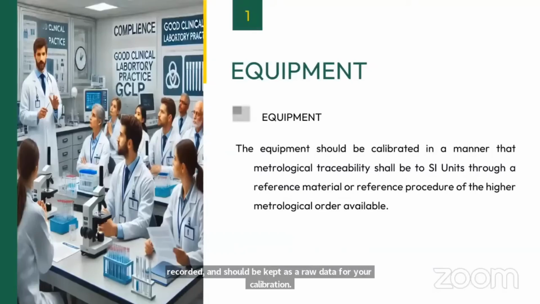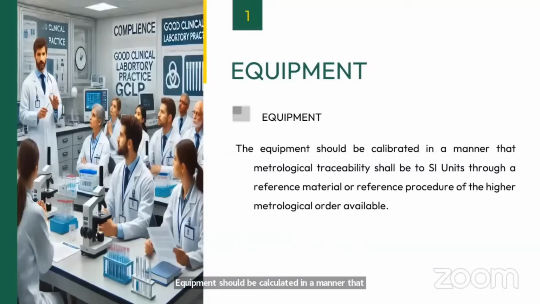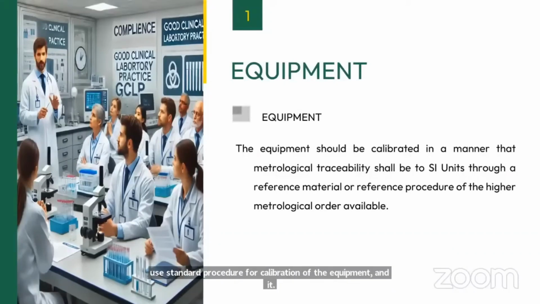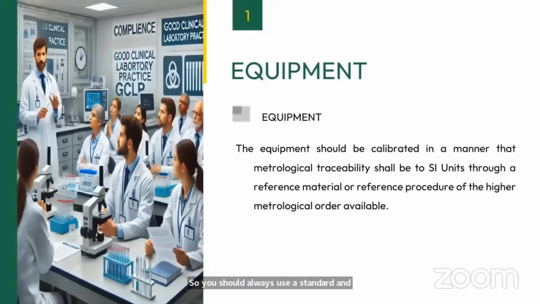Equipment should be calibrated in a manner that metrological traceability is to SI units through a reference material or reference procedure. So there should be appropriate traceability of your calibration procedure. You should not just follow any unstandardized procedure. Make a standardized protocol, use a standard procedure for calibration of the equipment, and always use a standard reference method and standard reference material for calibration of your equipment.